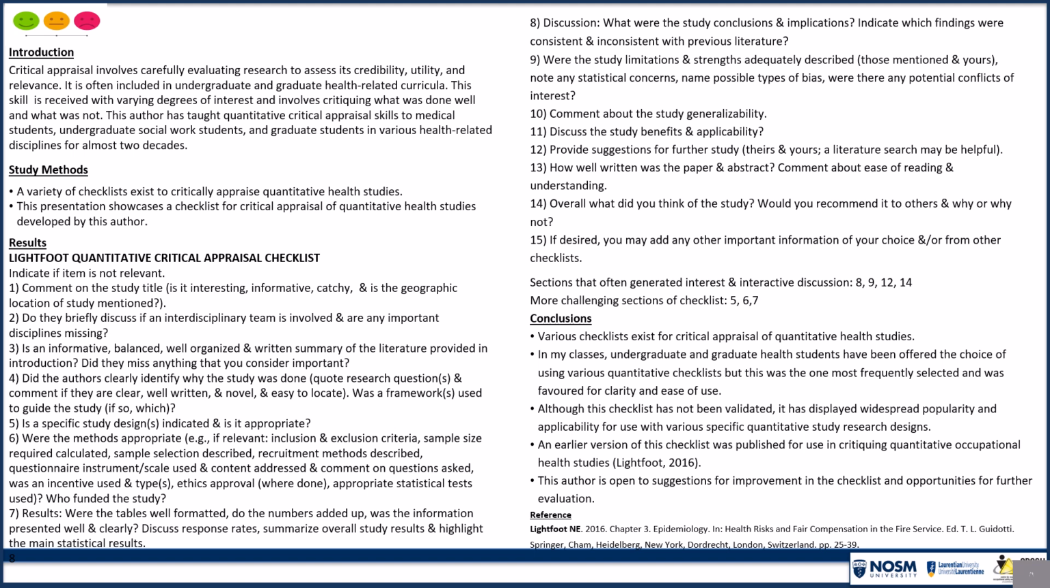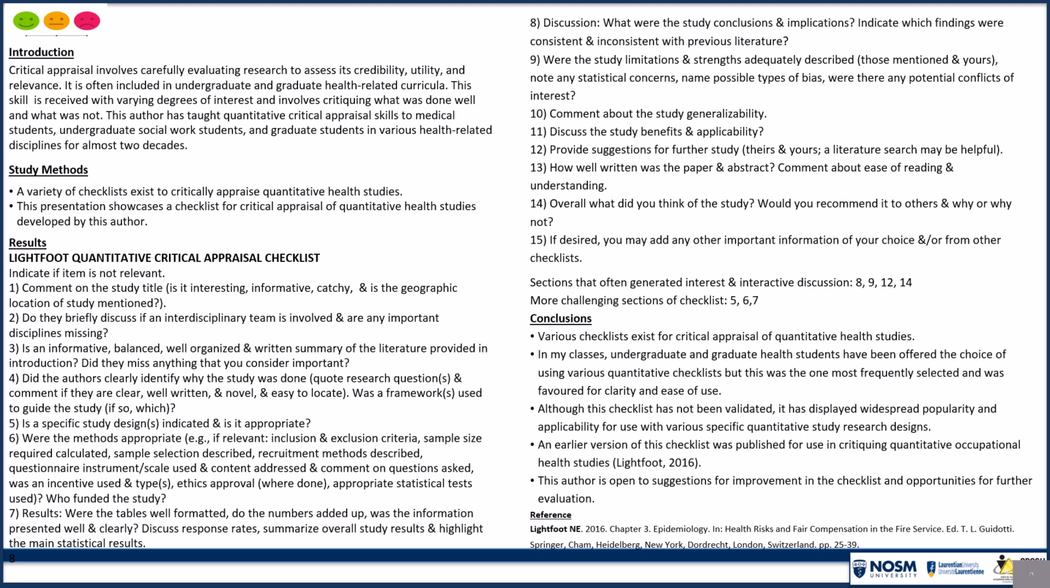Various checklists exist for critical appraisal of quantitative health studies. In my classes, undergraduate and graduate health students have been offered the choice of using various quantitative checklists, but this was the one most frequently selected and was favored for clarity and ease of use.